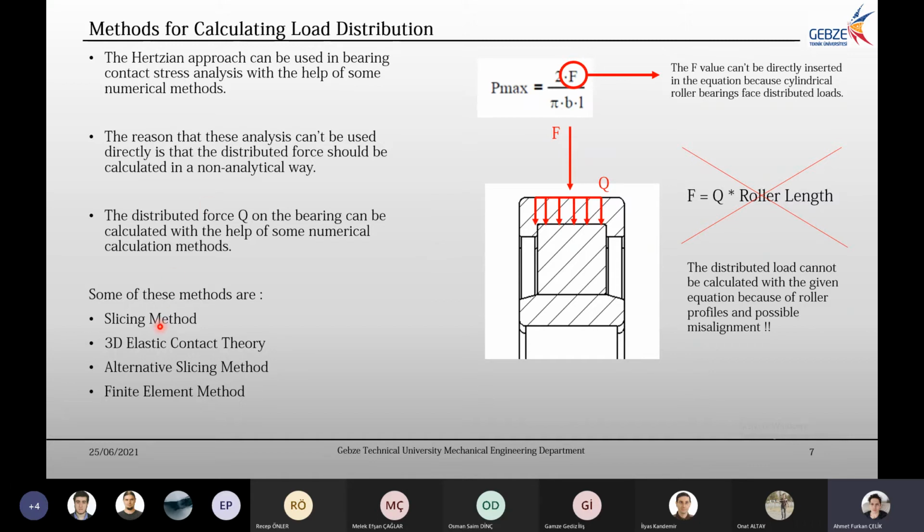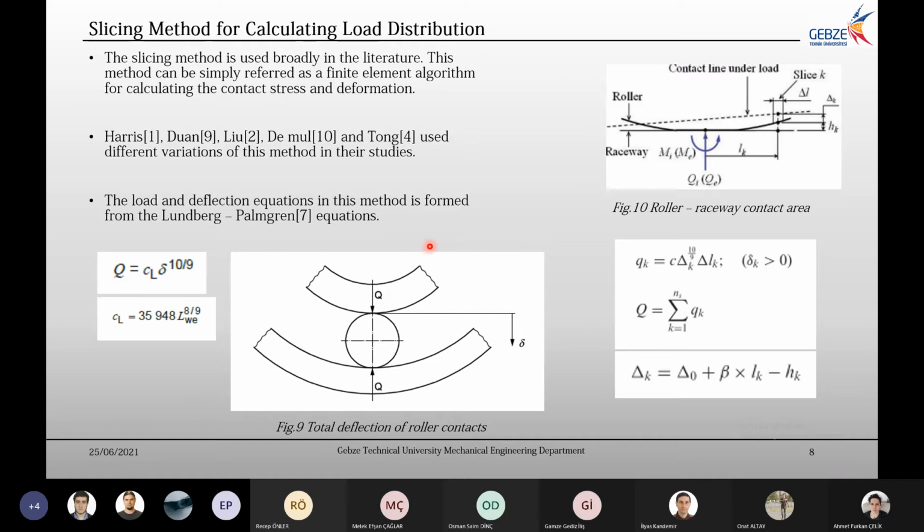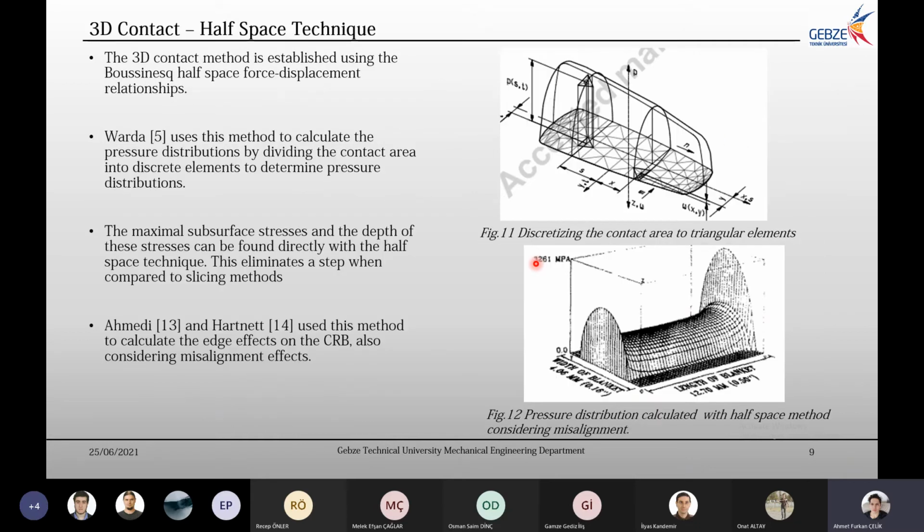And there are different methods for this. Of course, there is a slicing method, which is actually a 2D method, which I will be using. It's also a standard method and it's broadly used in the literature as well. And there are different methods. There's an alternative slicing method. There are finite element methods, of course, the computational ones like ANSYS programs. And there is an elastic contact theory which calculates the load distributions in 3 dimensions. I really won't be talking about these too much because I will be using the slicing method in my results part, so I will describe it there.